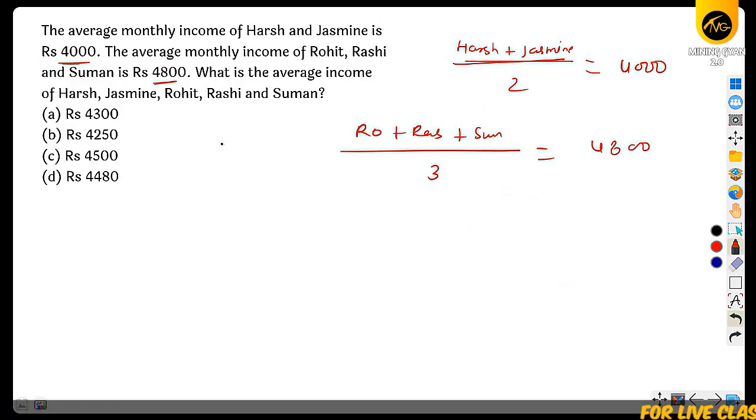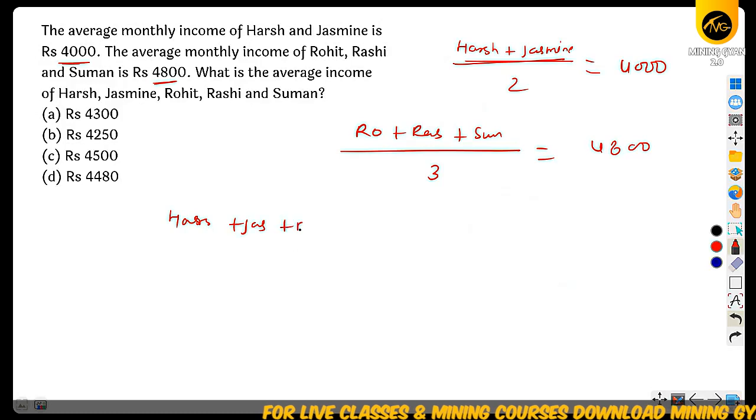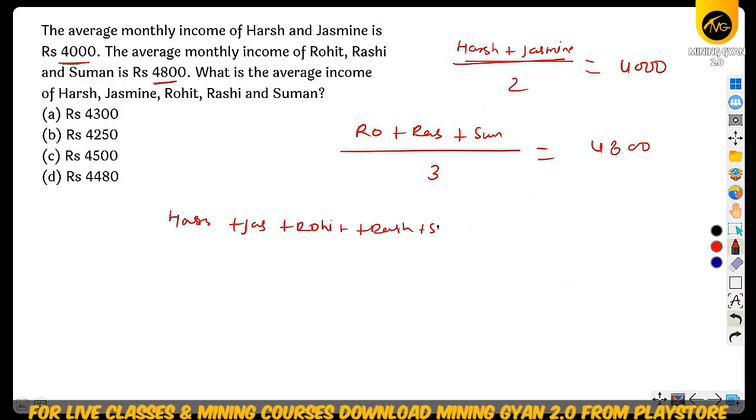Now what is the average income of Harsh plus Jasmine plus Rohit plus Rasi plus Suman? There are five elements, na?